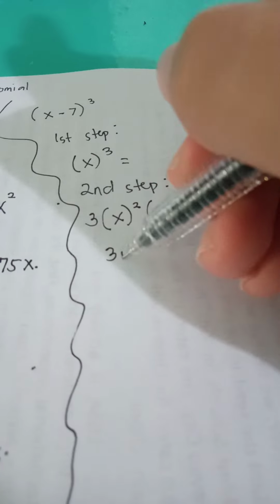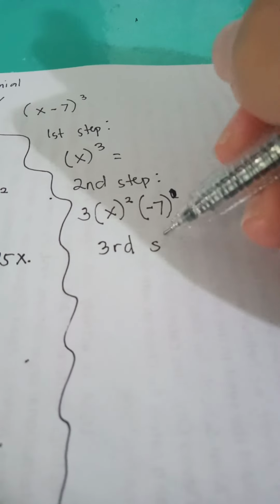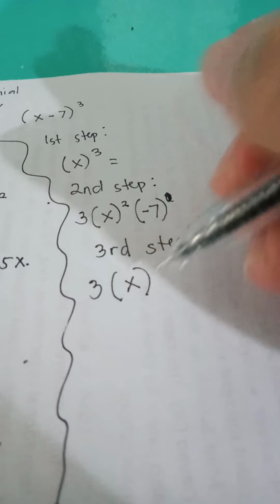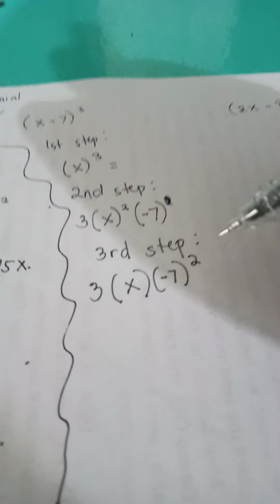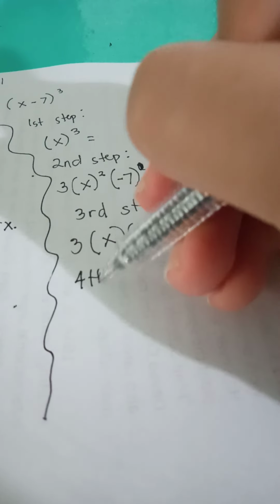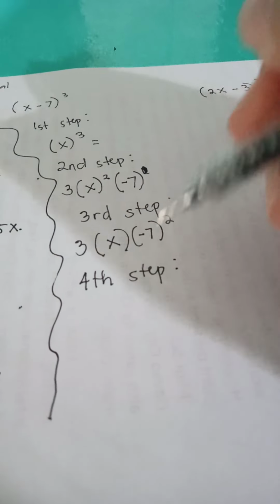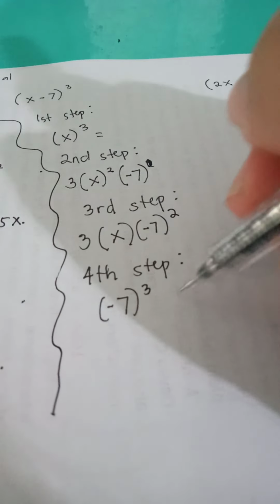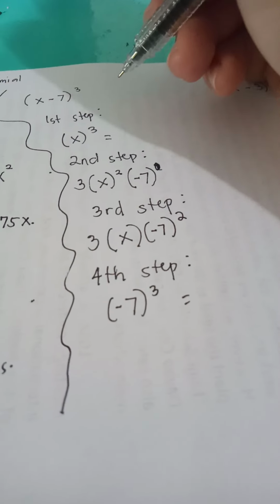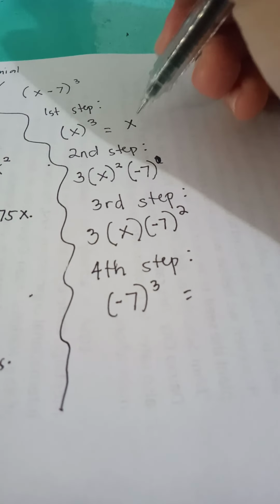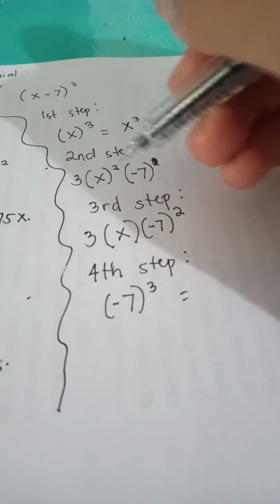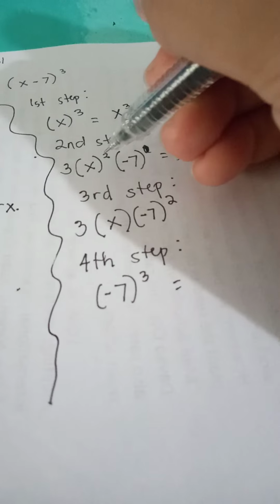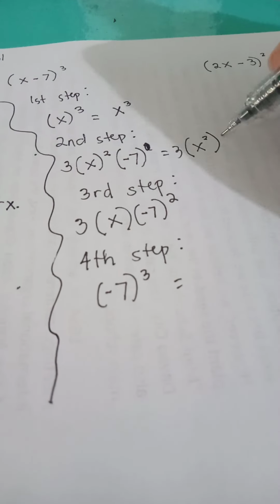In the third step, we square the second term. So in the third step, we have 3 times x times negative 7 squared. Next, fourth step is negative 7 to the power of 3. First step, we have x to the power of 3, so that is x cubed. Next, 3 times x squared, because x to the power of 2 is x squared, times negative 7.